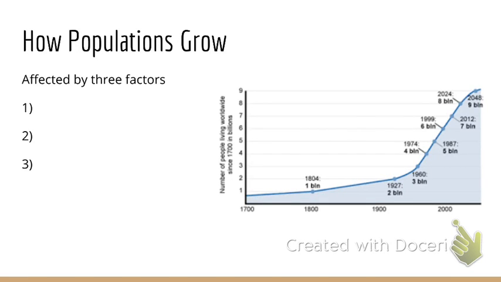All right, so we're going to talk about the study of populations in ecology. So remember, a population is just multiple individuals of the same species. So we're talking about the same species, and we're tracking how a population grows or doesn't grow. Population growth is affected by three things.